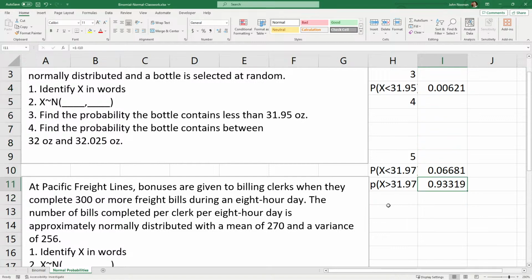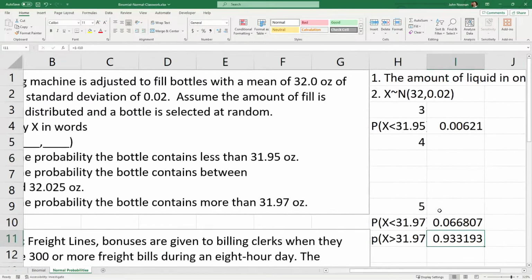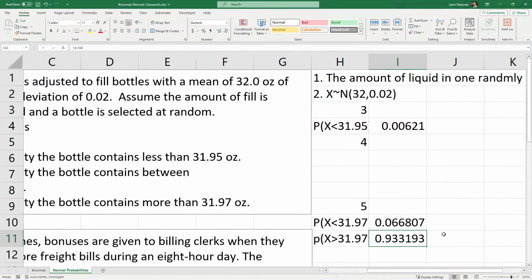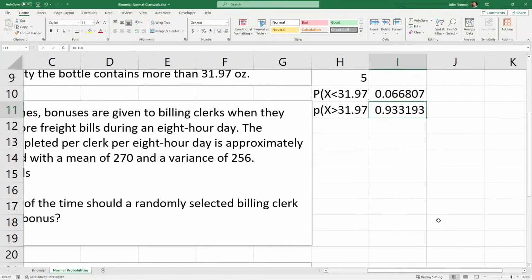I can show you. I can make this bigger. Look at this. It's huge. And I can show you the formulas if you need them, if you're stuck on either of them. So it's just 1 minus the previous answer. So that's the true answer to number 5. You're doing greater than 31.97. That's more than 31.97.